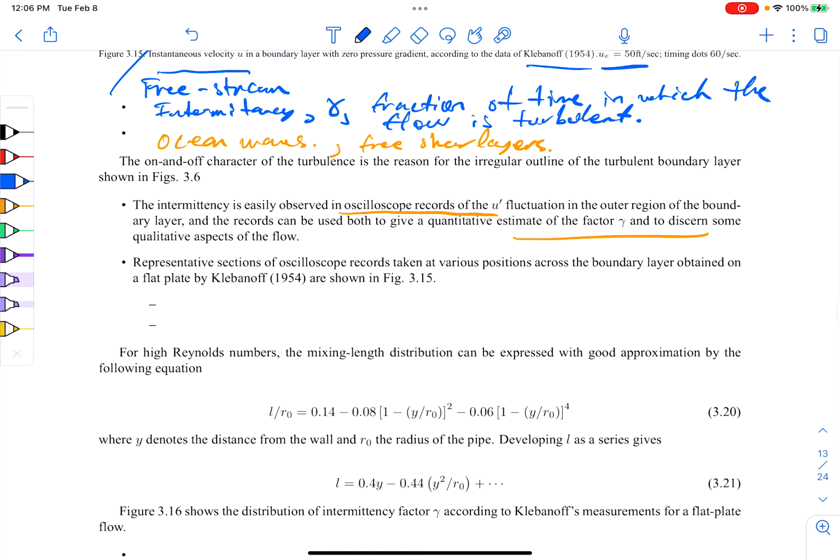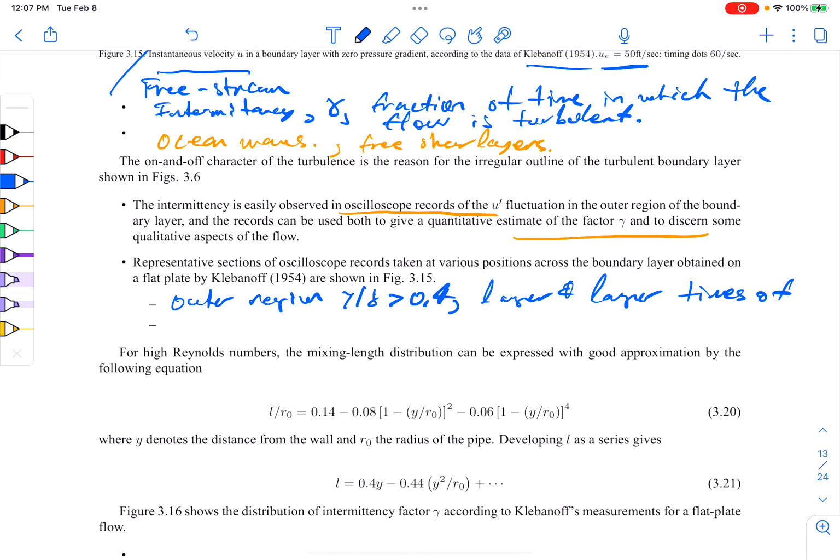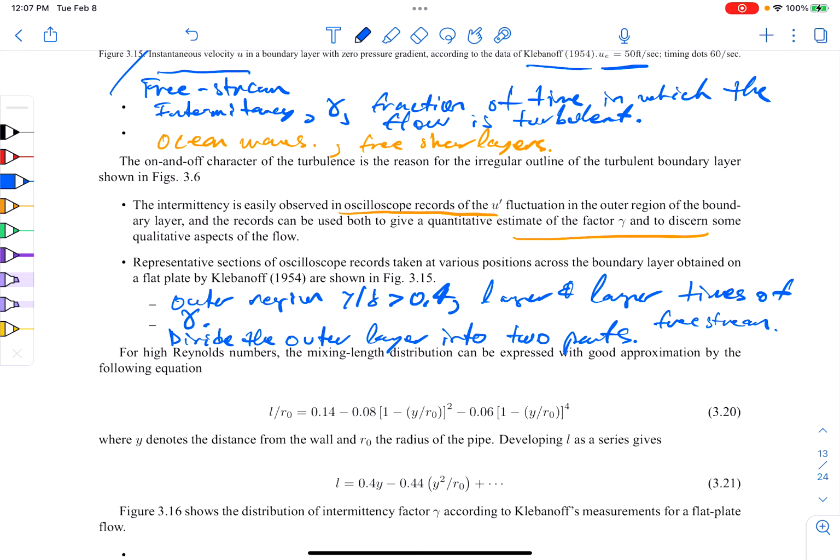Okay, a few other notes, and these are just writing what I've mentioned. In the outer region of the boundary layer, y over delta is greater than 0.4, and there are, of course, larger and larger times of gamma, which is the intermittency. And we can divide the outer layer into two parts. There's the free stream part, and there's an inner part, if you will, some crossover region.